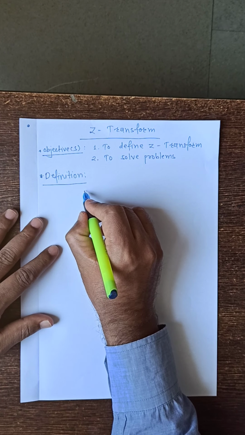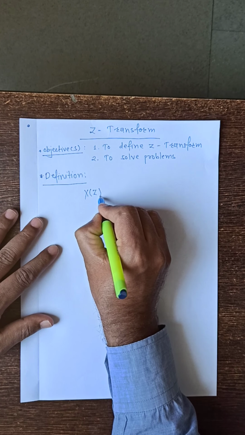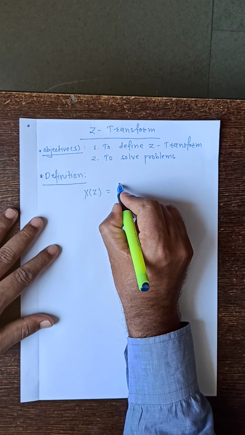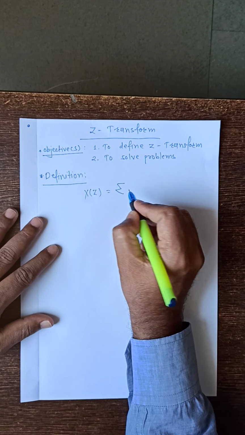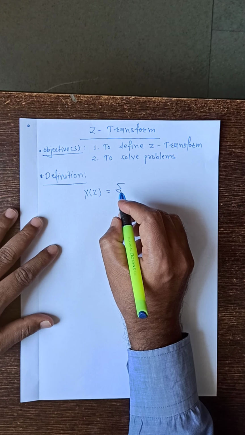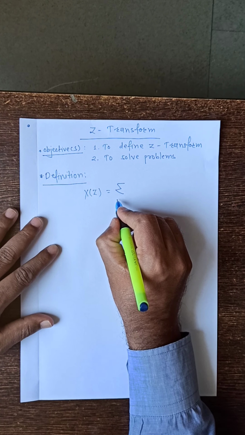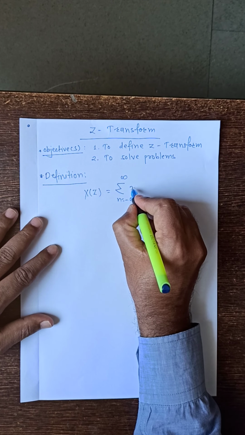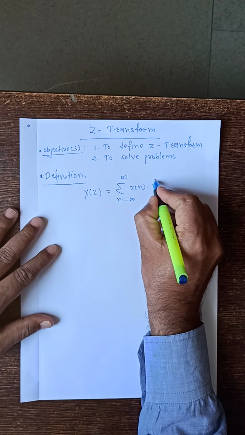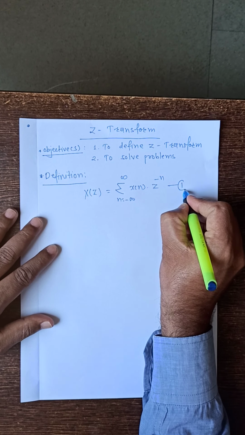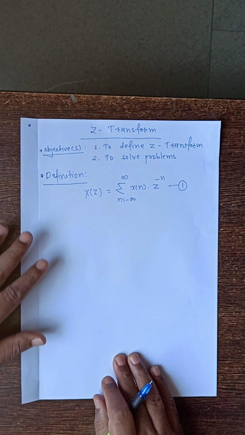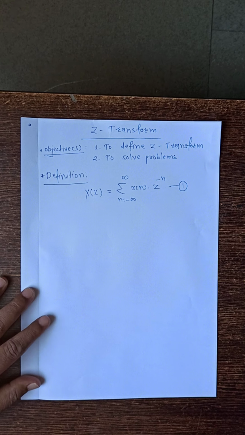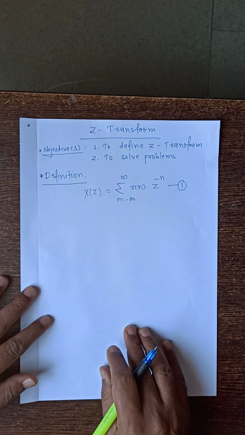Now, it is represented by X(z), which equals, as it is handling the DT signal, so instead of integration, summation will be there. Summation n equals minus infinity to plus infinity x[n] times z raised to minus n. Very simple definition. So this transform is used for analysis of DT signals and systems.